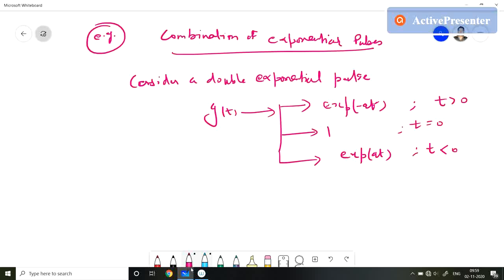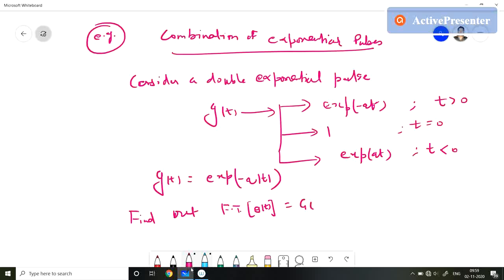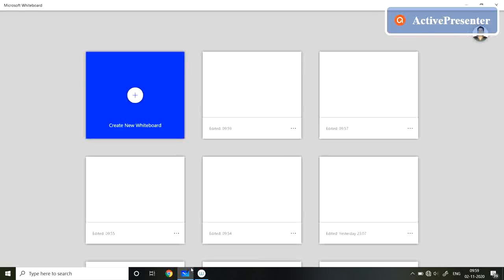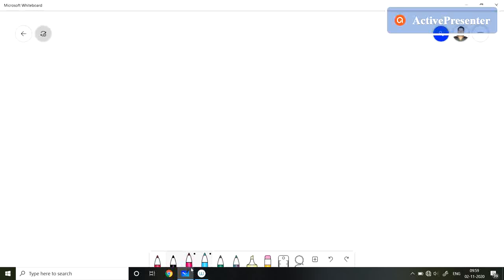So this is g(t). Now g(t) can be written in this form, that is exponential e^(-a|t|). Our task is to find out the Fourier transform of g(t), that is G(f).